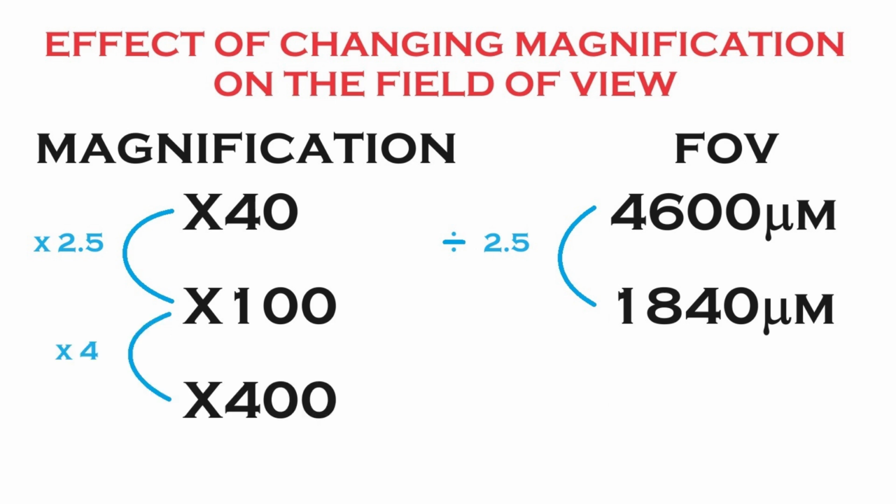Then if we go from times 100 to times 400 in magnification, which is an increase of times 4, field of view needs to be divided by 4. So 1840 micrometers divided by 4 is 460 micrometers. An easier way to do it might be to say if we went from times 40 to times 400, which is a factor of 10, then the field of view needs to decrease by a factor of 10. So a tenth of 4,600 is 460 micrometers.